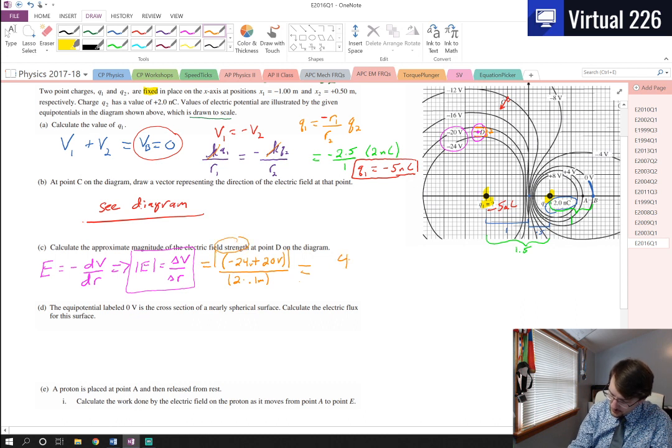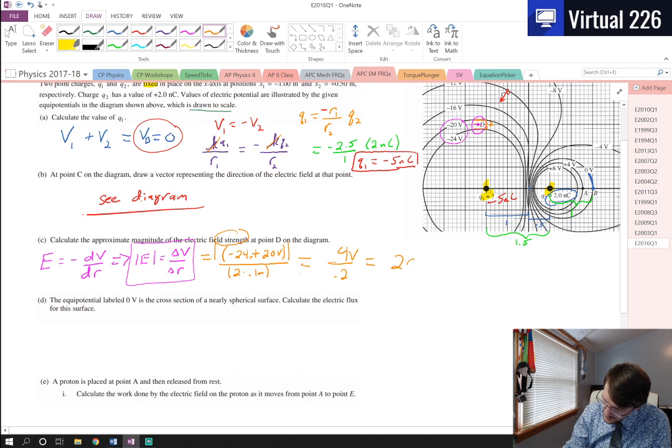So that's going to be 4 volts over 2 times 0.1, which is 0.2. And 4 over 0.2 will be like 4 divided by 1/5, or 4 times 5. And 4 times 5 is 20. And then our units there are going to be newtons per coulomb, because that is an electric field.